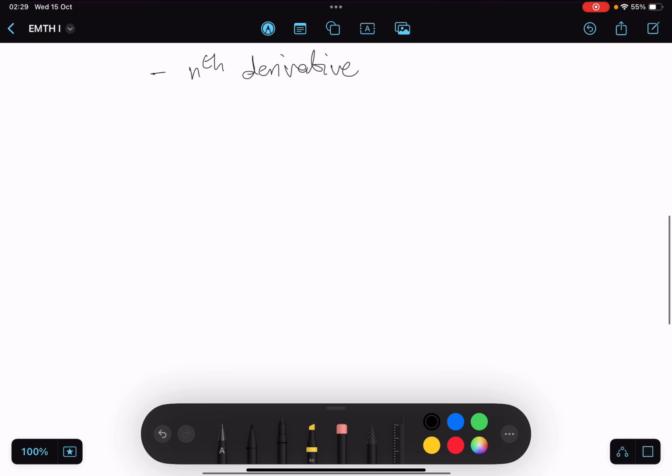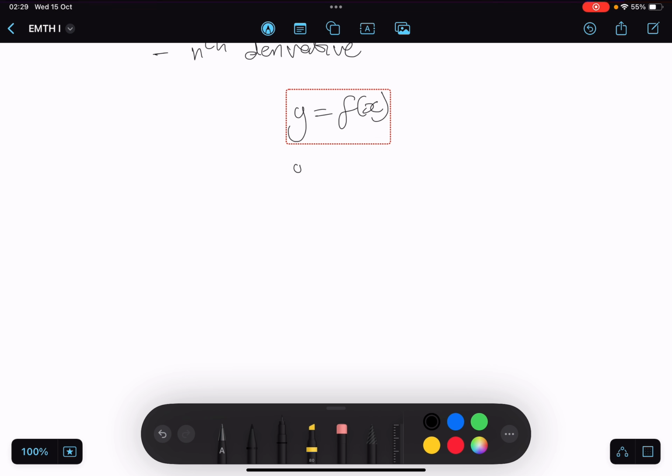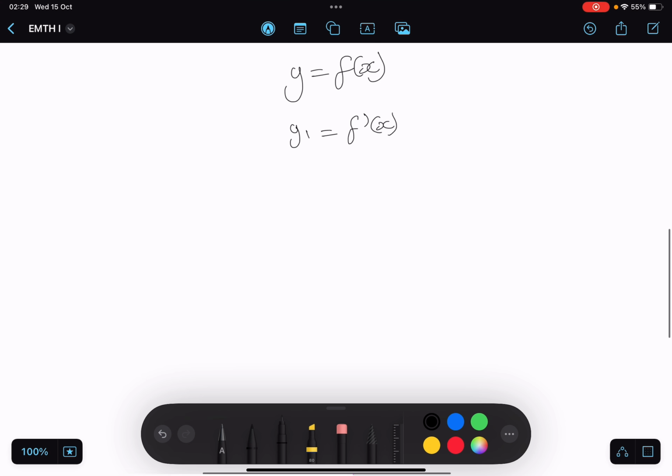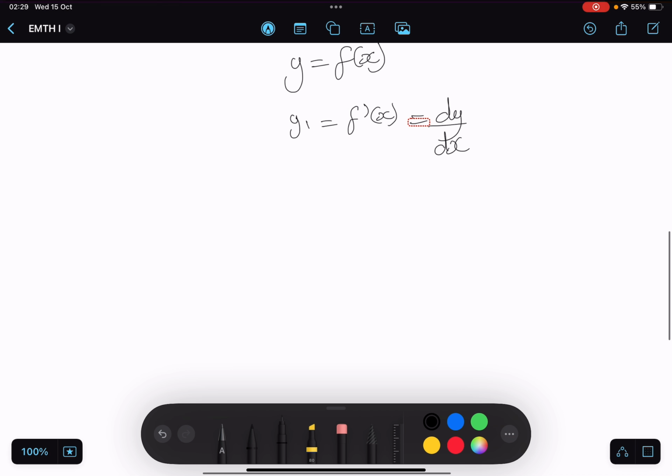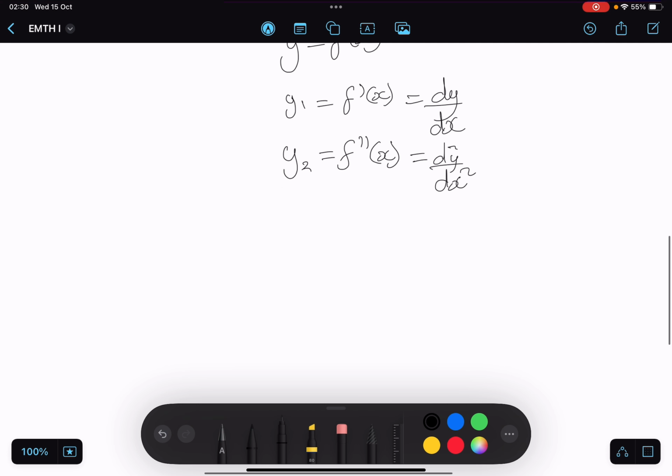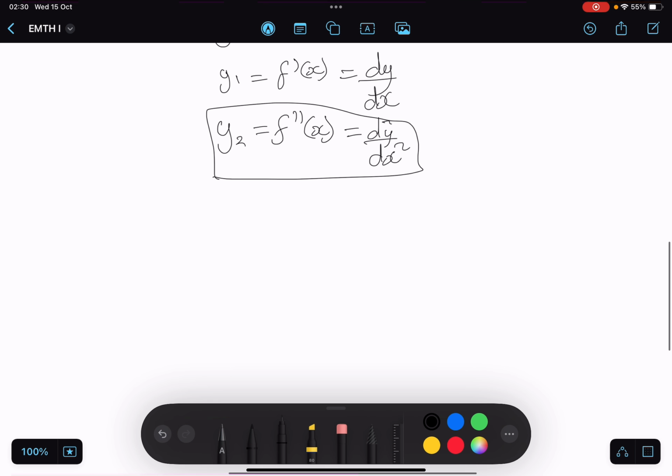So if you are given a function y is equal to f of x, the first derivative of this function is equal to f prime x, or this can also be dy/dx, isn't it? And same thing, the second derivative can be f double prime x, which is equal to d²y/dx². So this is the basic notation that we know for when you're differentiating.